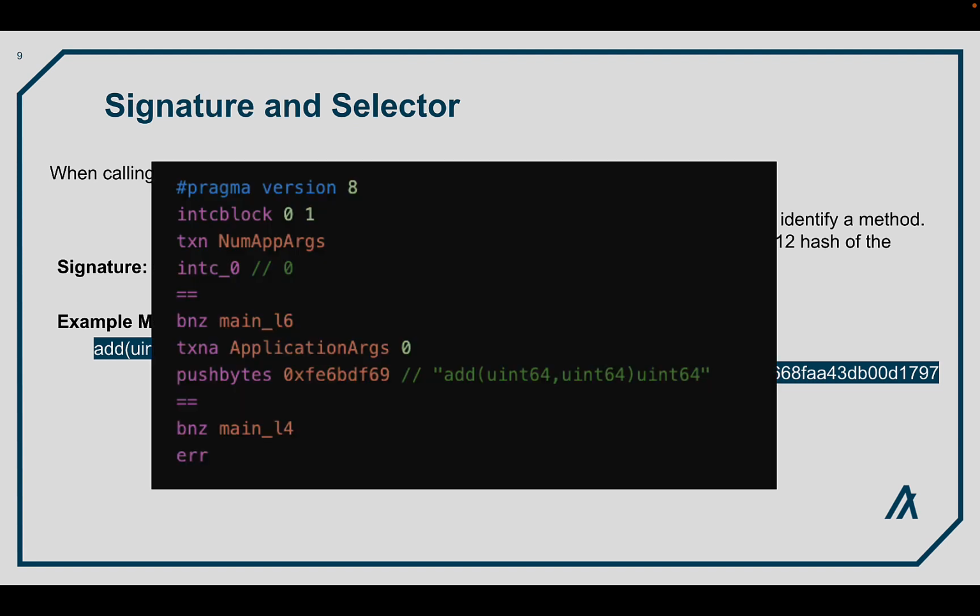As you can see here, in this teal example, we're comparing the selector inside of the application argument position 0 with the byte array 0xFE6BDF69, which is the selector corresponding to our add method. So, if the application call contains this selector as an argument, the smart contract will execute our add method.